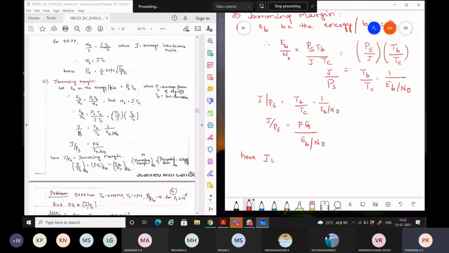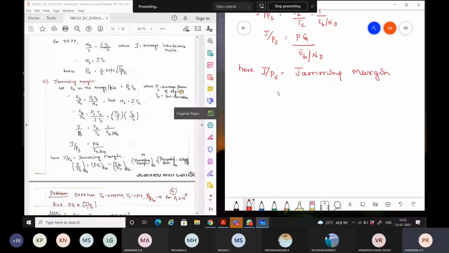And J by PS in decibels is equal to the processing gain in decibels minus 10 log of EB by N naught, which is also in decibels.